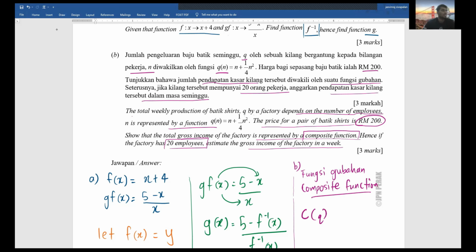Okay, so when we want to do a composite function, we need to have a fixed value, a constant value. The constant value is equal to 200, right? So 200 times Q, because Q is the function for the composite function.